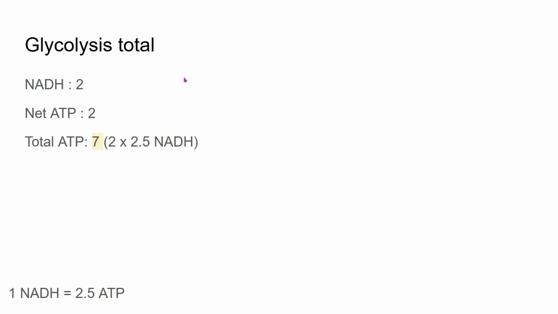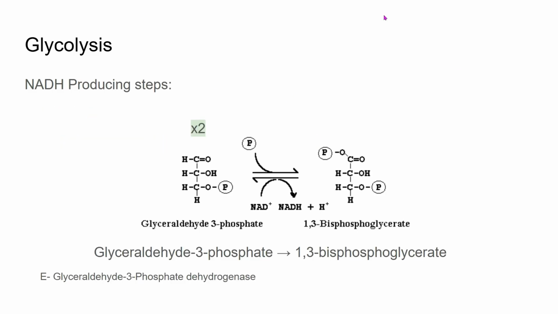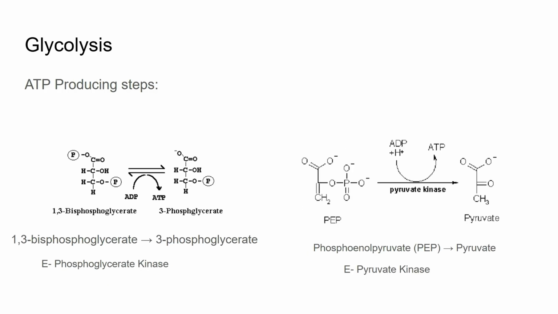Going over the totals of glycolysis, we have 2 molecules of NADH, 2 molecules of ATP, and these 2 molecules of NADH will lead to a total of 5 ATP molecules being produced. So we have a total of 7 ATP molecules. Now, before moving on, I do want to mention that 2 molecules of glyceraldehyde 3-phosphate are formed from 1 molecule of glucose, and this is why you will see the values of NADH and ATP doubled.